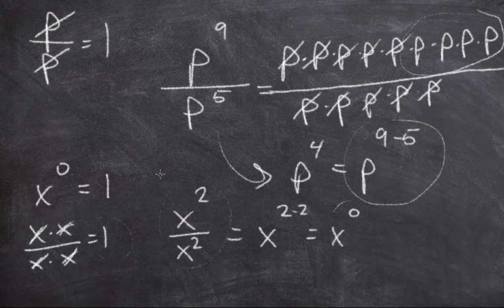Now, the one exception is 0 to the power of 0. That's actually undefined. Maybe I'll cover that in another video. Okay, well these are monomials. This is just a basic introduction to monomials, how to multiply and divide monomials and simplify them.